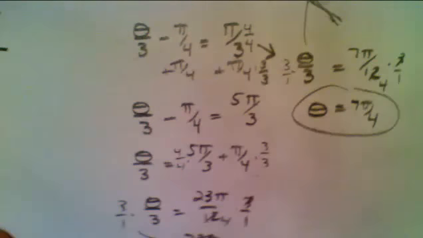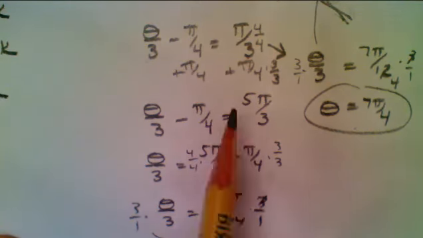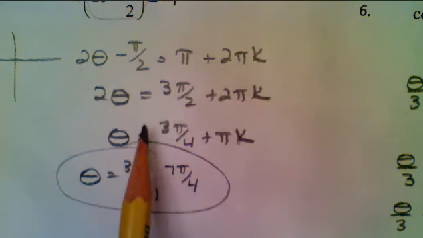Okay, so when you're doing these, really the only time you have to worry about that plus 2 pi k is when you get one that looks like this.